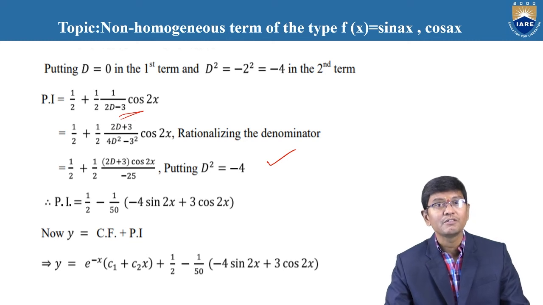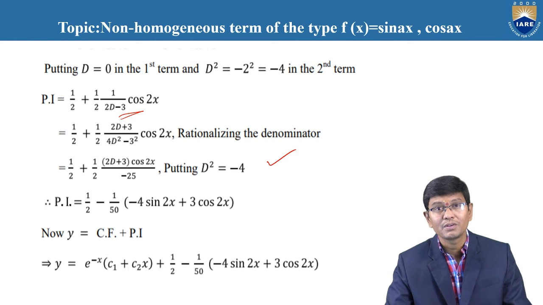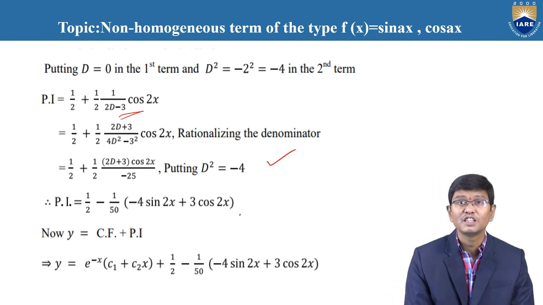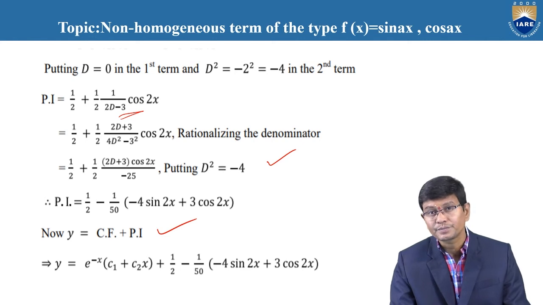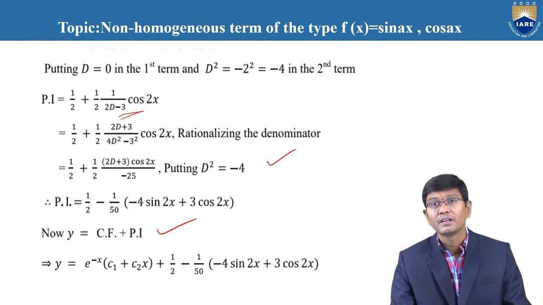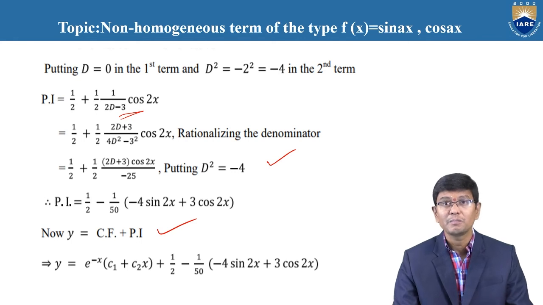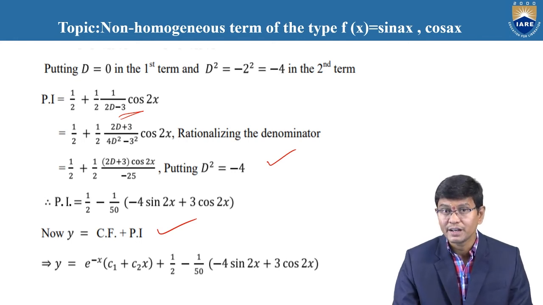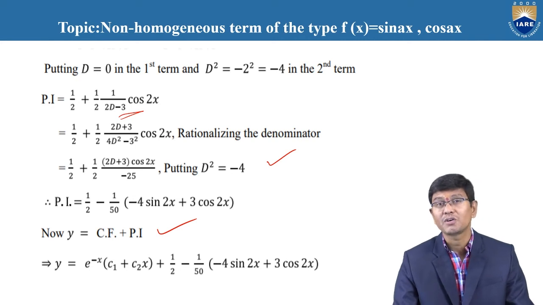Now, we need to consider the general solution of the equation. Therefore, the general solution of the differential equation is y is equal to the complementary function plus particular integral. With the help of the complementary function as well as the particular integral, y is equal to e power minus x into c1 plus c2 into x plus 1 by 2 minus 1 by 50 into minus 4 sin 2x plus 3 into cos 2x is the final solution.